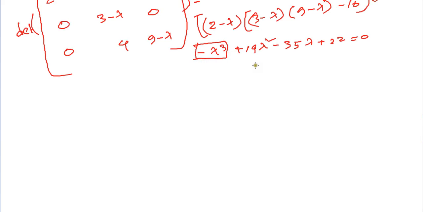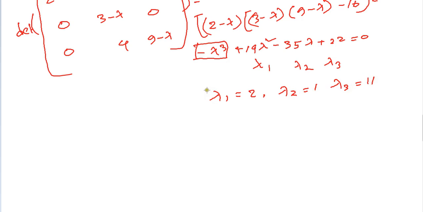So we'll have three roots of alpha, say for example alpha 1, alpha 2, and alpha 3. If we solve the equation, we will get the roots: alpha 1 equal to 2, alpha 2 equal to 1, and alpha 3 equal to 11.